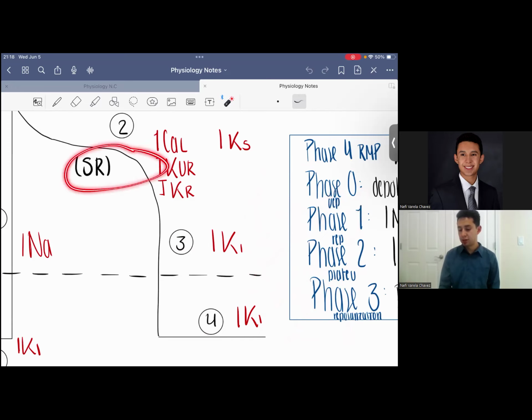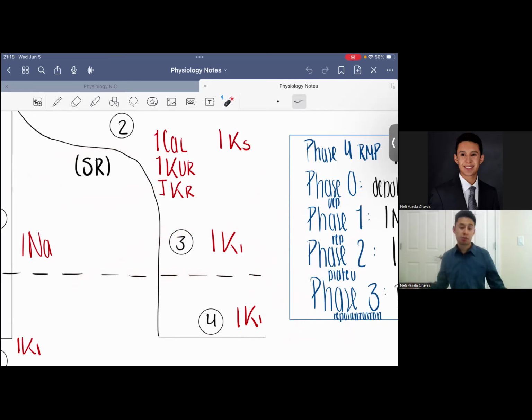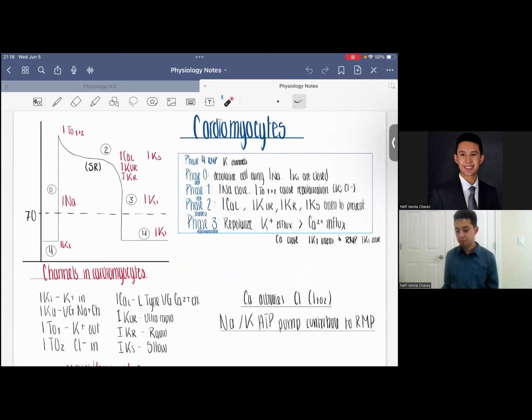As you can see, I have the label of sarcoplasmic reticulum. By the end, in this repolarization phase, we have SERCA pumps that help us take those calciums back to the SR. That's everything you need to know.